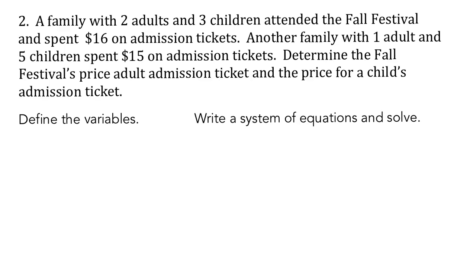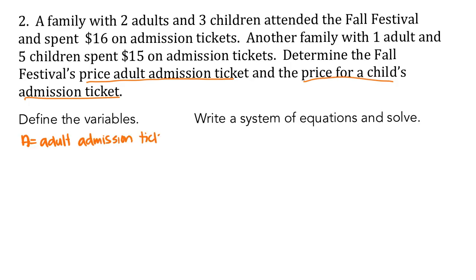Okay, let's look for the variables. Normally, that's in the question. Determine the fall festival's price for an adult admission ticket and the price for a child's admission ticket. I'm going to use A for adult admission ticket price.